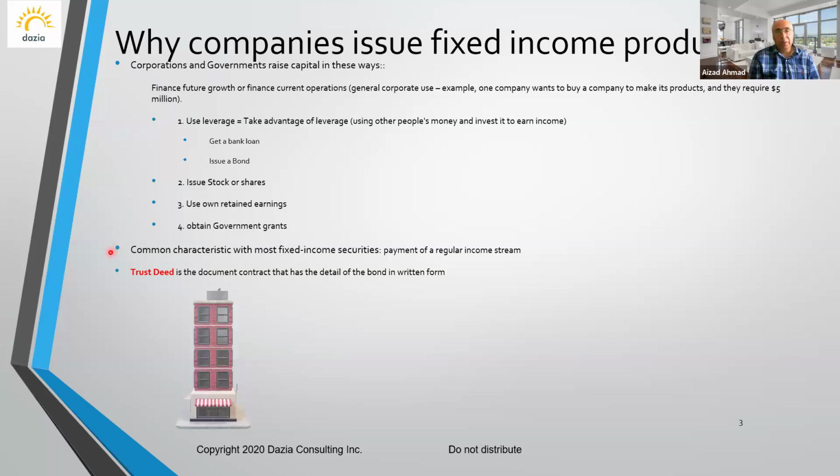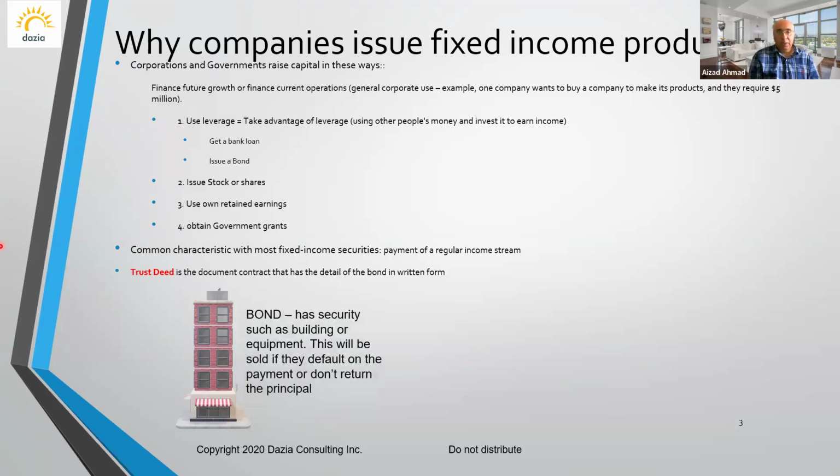And so the common characteristic with most fixed income securities is there's a payment of a regular income stream. That is the aspect. As an investor, if you're buying a bond, you will get a regular income stream. Think of it as a mortgage payment, right? How much you will get and what the situation is, there will be a document called the trust deed, and that has the details of the bond in it. So the trust deed is your document that will explain all this information.